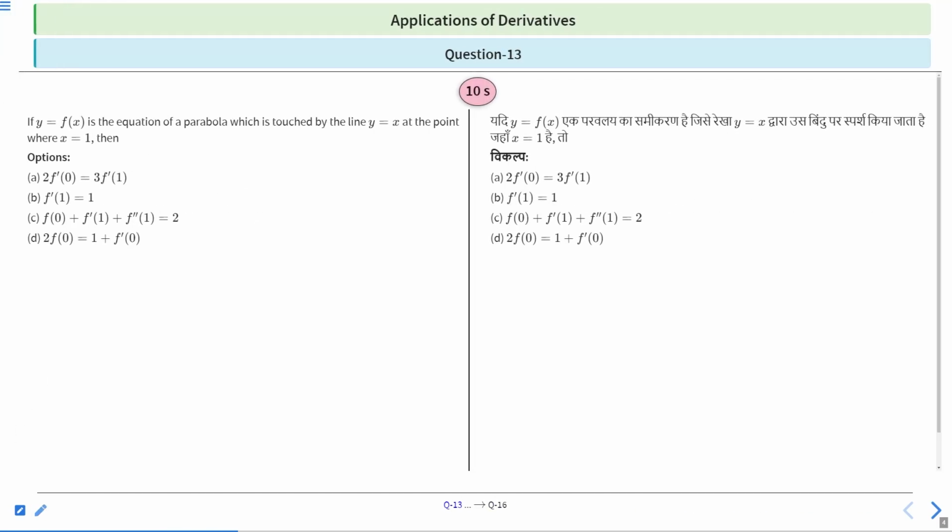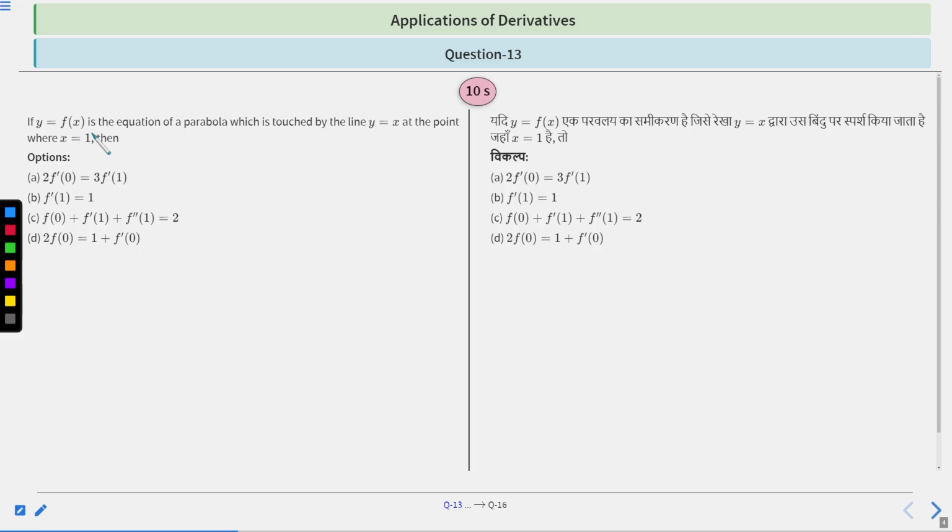So let's start with question number 13, which says if y is equal to f(x) is the equation of a parabola which is touched by the line y is equal to x at the point where x equal to 1, then which option is correct? So the hint of this question is C.